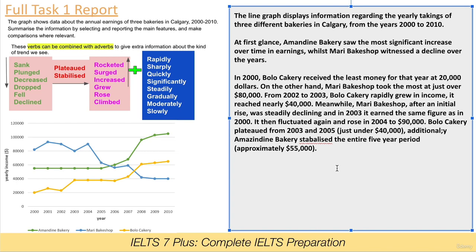Meanwhile, Marie Bake Shop, after an initial rise, was steadily declining, and in 2003 it earned the same figure as in 2000. It then fluctuated again and rose in 2004 to $90,000. Bolo Cakery plateaued from 2003 and 2005, just under $40,000. Additionally, Amandine Bakery stabilized the entire 5-year period, approximately 55,000.